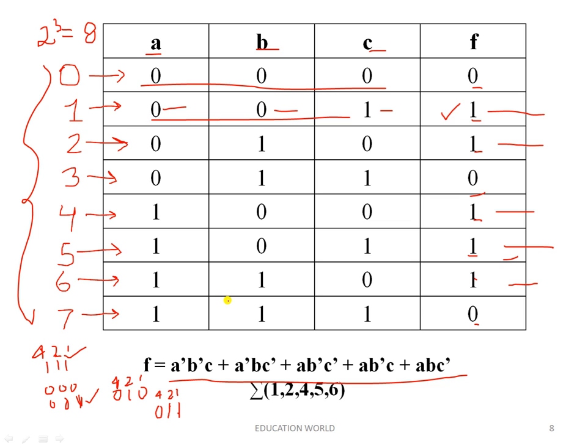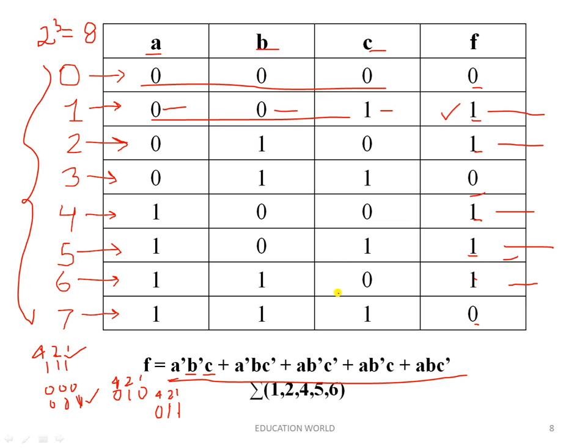Where it is 0, it means that it is in complement, and where it is 1, it means that it is in true form. So a is equal to 0, which means a complement, b 0 means b complement, and c is 1, which means it is in true form. So we only write c. So it is an example of sum of product. So we will write the products and we will take the sum of them.